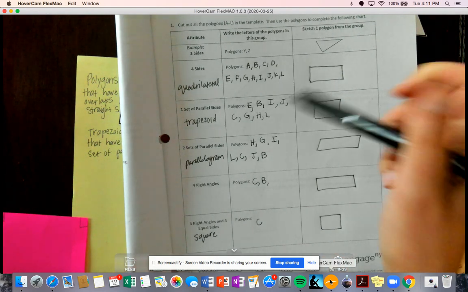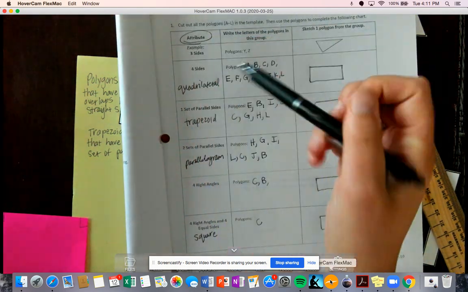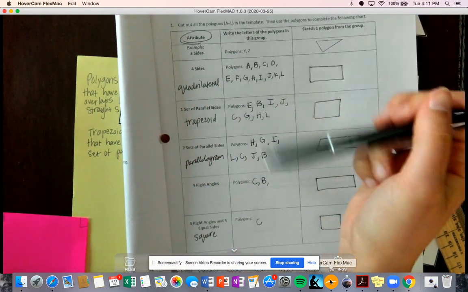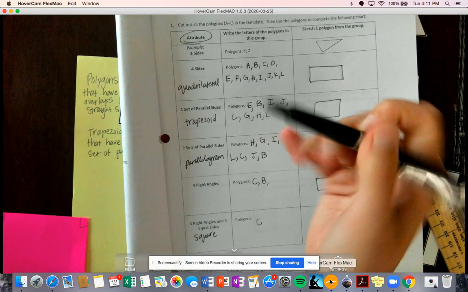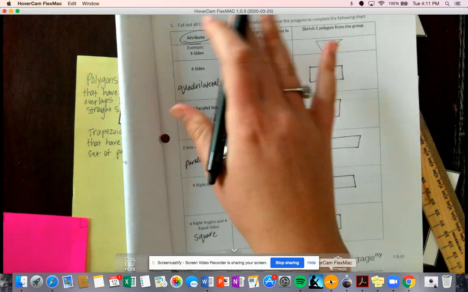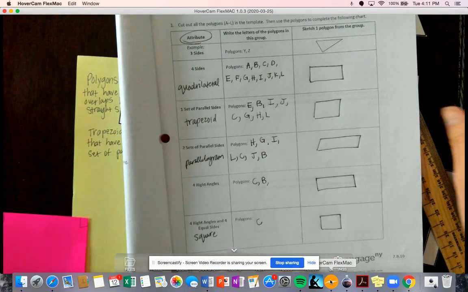Okay, as you can tell, the more attributes, which is a way that you can describe it, that you have, the less shapes that qualify. So you start with a few attributes being a polygon, and then the more attributes you require, the less shapes that will qualify.